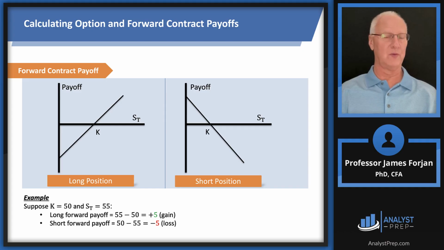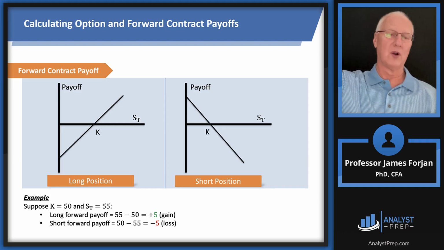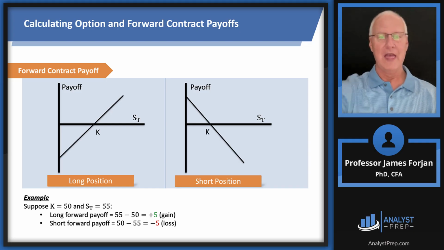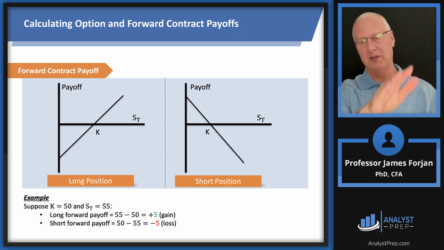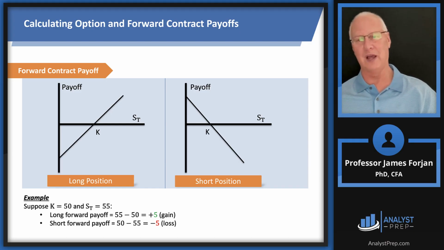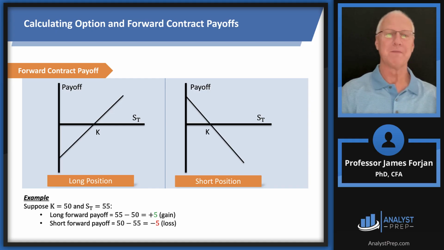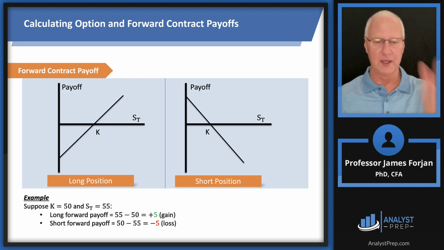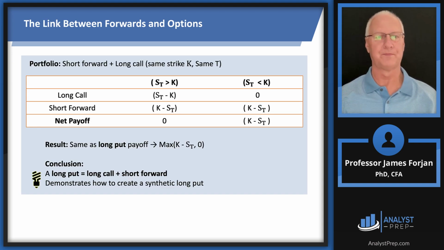If you're the long position, what happens? You win as long as the underlying asset, in this case a stock, goes up in value. If you've taken the short position, you lose as long as the stock price increases in value. But notice that we've truncated the losses on the vertical axis.